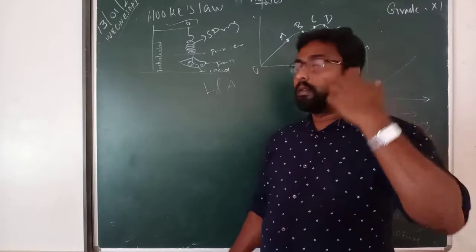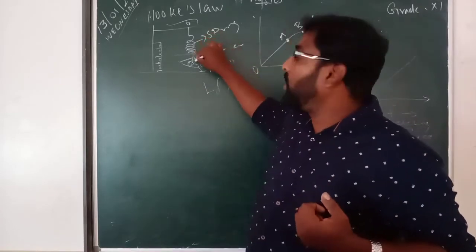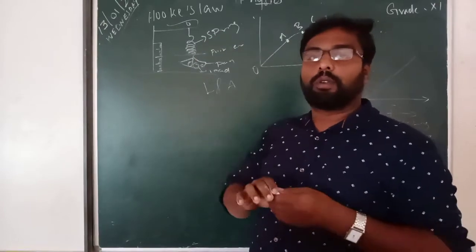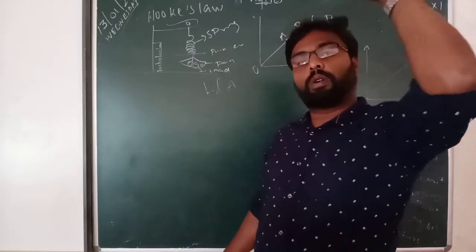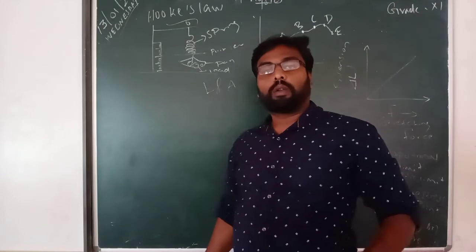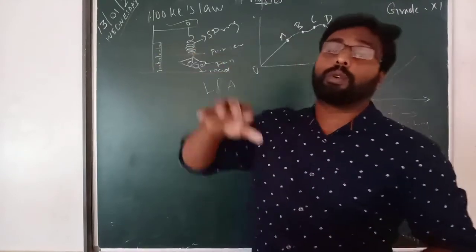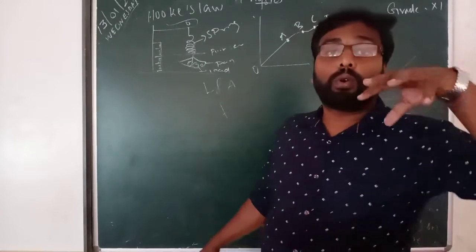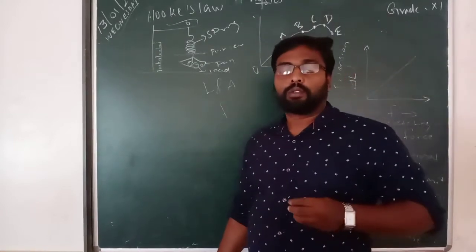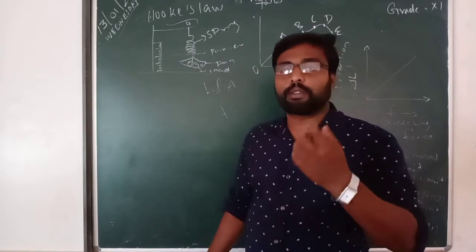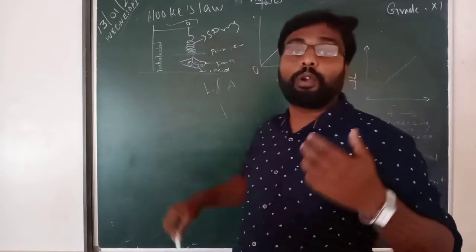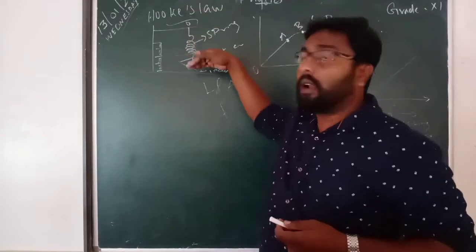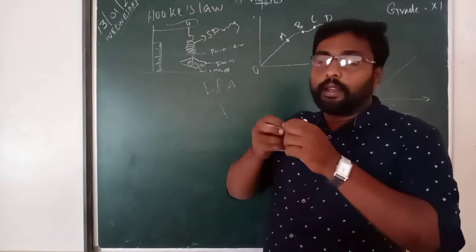So here, when we apply the load, what does that mean? 50 gram, 100 gram. When we apply this 50 gram or 100 gram load, what will happen? We are applying a stretching force F on this spring. Due to this stretching force, an elongation is produced on the spring. What will happen to the spring now? The spring will elongate. Its length will increase.